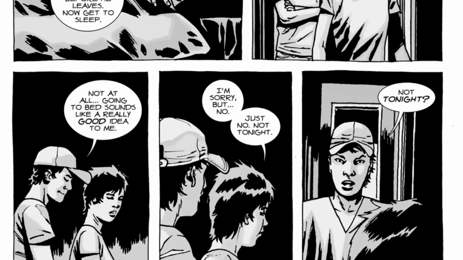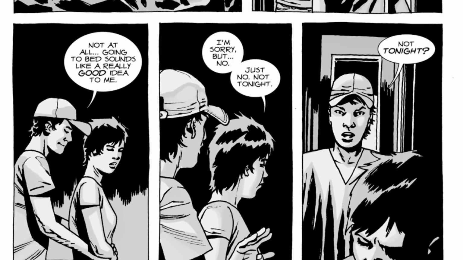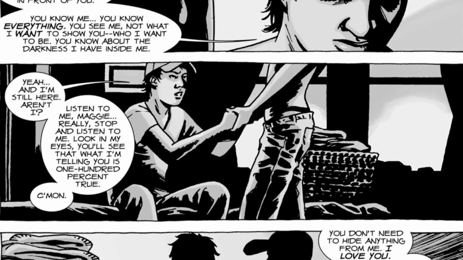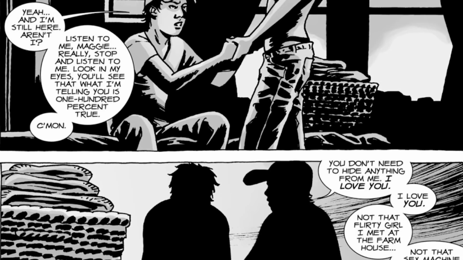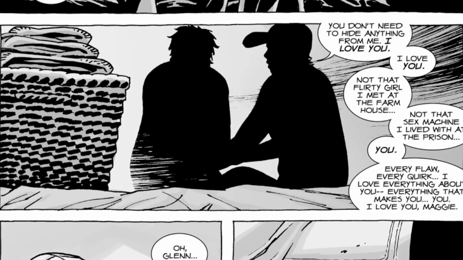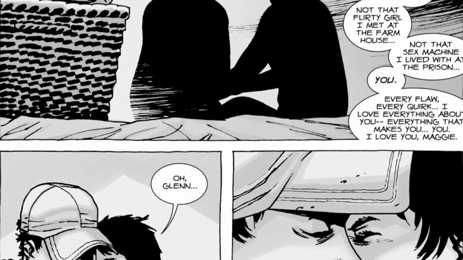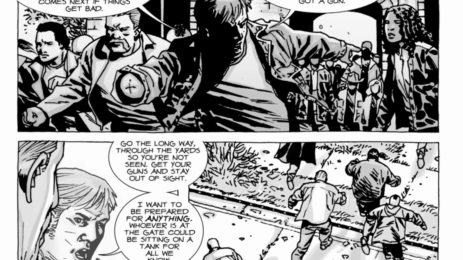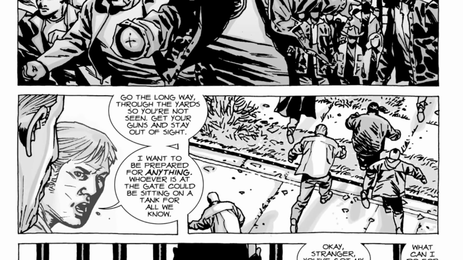After Sophia is asleep, Maggie turns Glenn down for sex, which he points out she's been doing every night. Eventually, she opens up to him that even though she's no longer suicidal, she still feels exposed, knowing that he saw the dark parts within her. Glenn tells her he loves her, not just the parts of herself she showed him at first, and they come together and kiss.